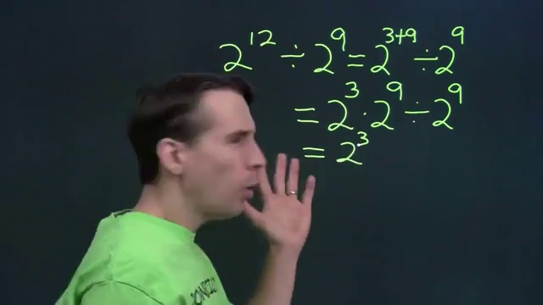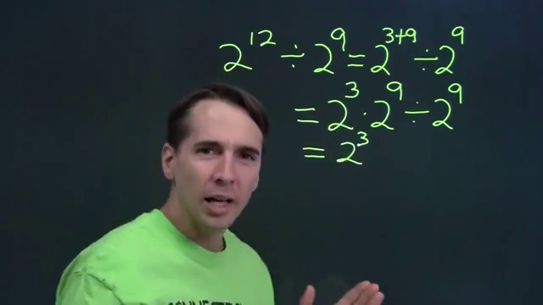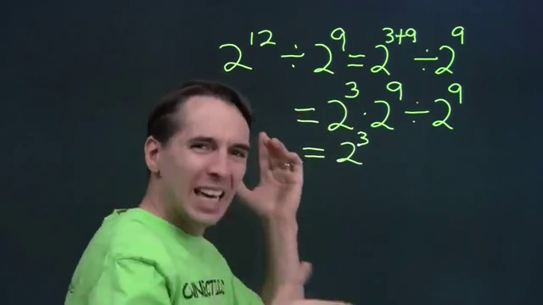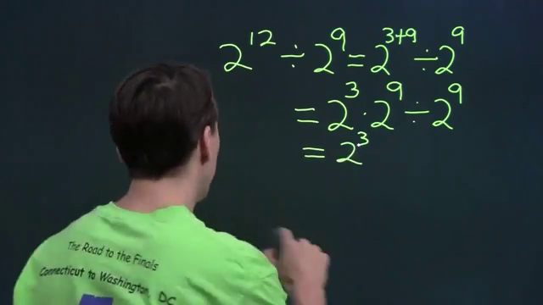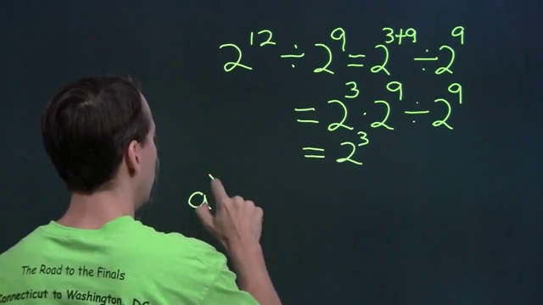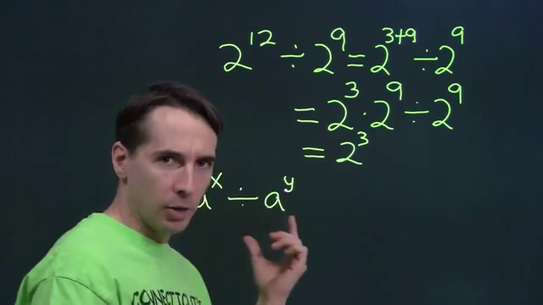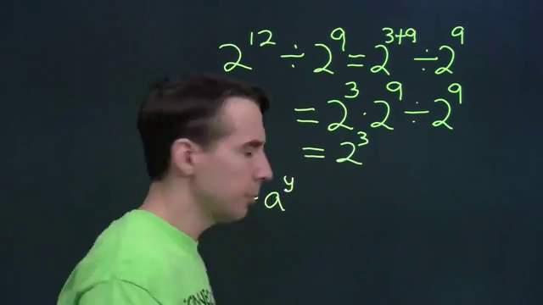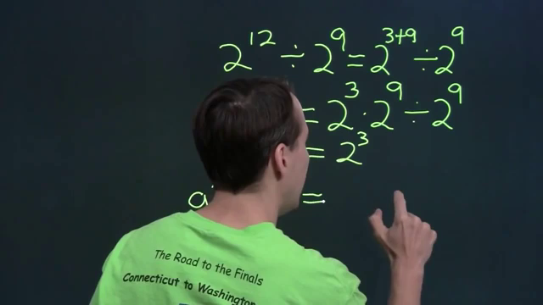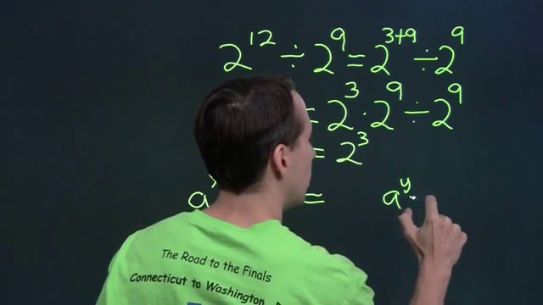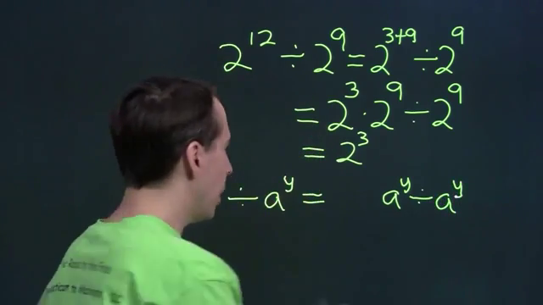Now let's take a closer look at what we really did here. It's like we started with 12 2's, and we want to divide by 9 2's. We canceled out 9 of the 12 2's, and we're left with just 3. So let's see what that looks like in general. Imagine we started off with a to the x, and we were dividing by a to the y. And of course, a is not 0 because no dividing by 0. Now, what we want to do here is we want to have an a to the y over here that we can cancel out with the a to the y we're dividing by.